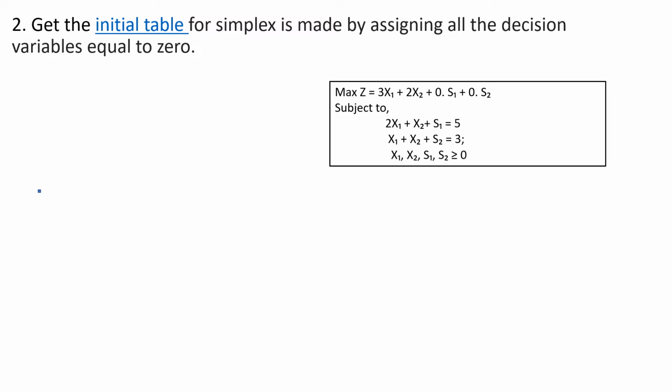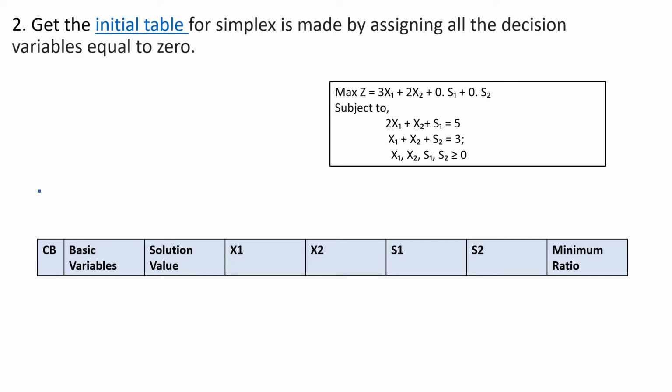As I told you, the variables which we assume to be 0 are called non-basic variables. So S1 and S2 are my basic variables, and x1 and x2 are my non-basic variables. With that, we will form the first table or the first iteration.